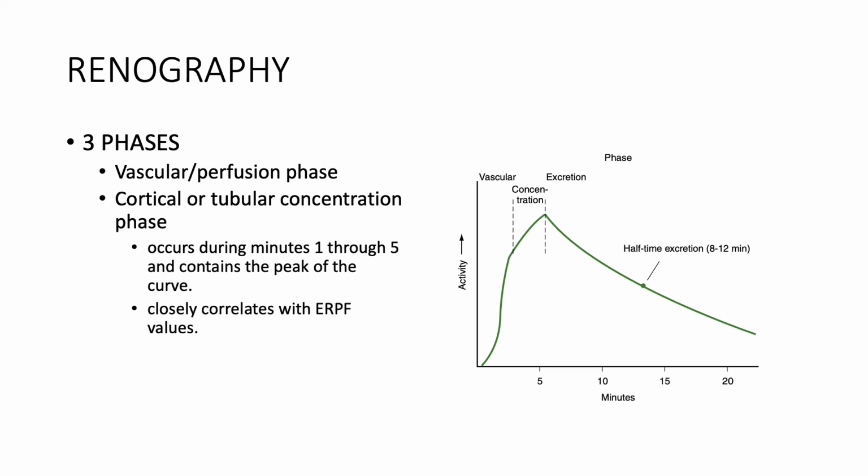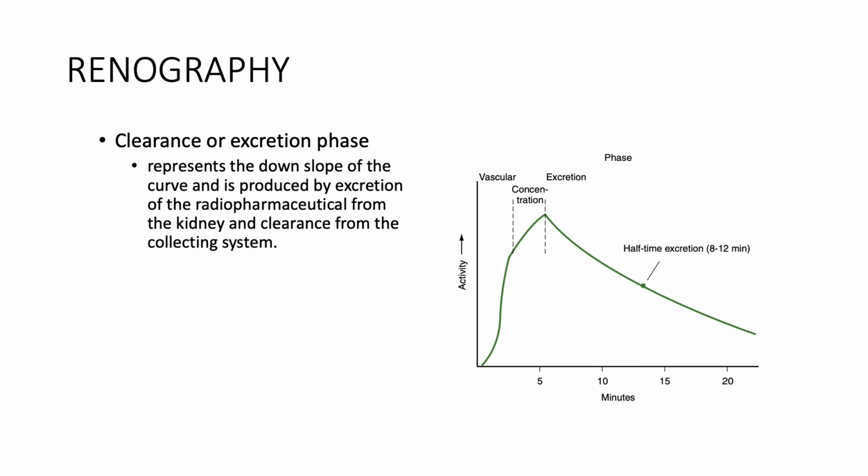The second phase is the cortical or tubular concentration phase of the initial parenchymal transit. This phase occurs during minutes 1 through 5 and contains the peak of the curve. The initial uptake slope closely correlates with ERPF values. The third phase is the clearance or excretion phase, which represents the downslope of the curve and is produced by excretion of the radiopharmaceutical from the kidney and clearance from the collecting system.